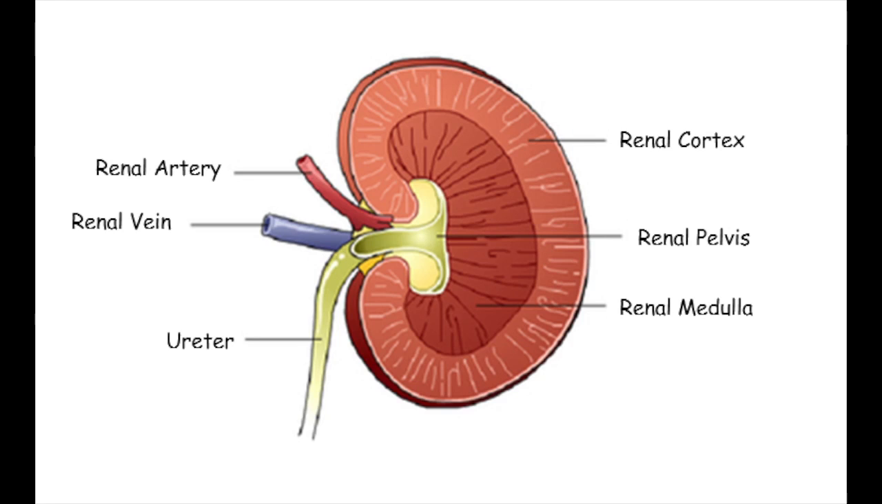Now let's take a look at the structure of the kidney. Normally we each have two kidneys, the shape of a bean. The renal artery and vein are responsible for supplying and draining blood through the kidney. Urine produced is then collected in the renal pelvis and excreted through the ureter. The outer portion of the kidney is called the cortex and the inner portion is called the medulla.